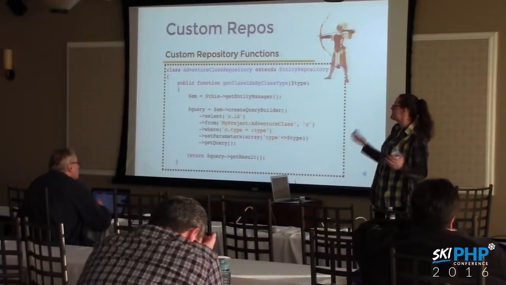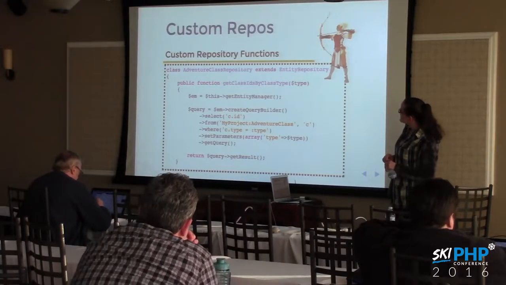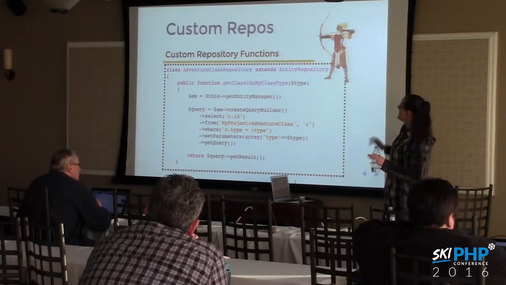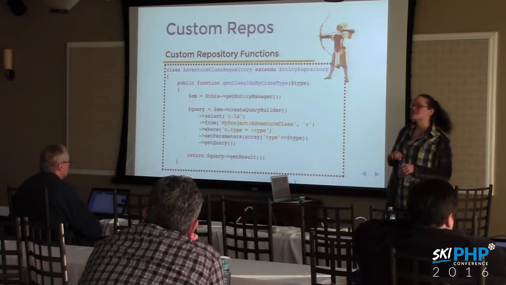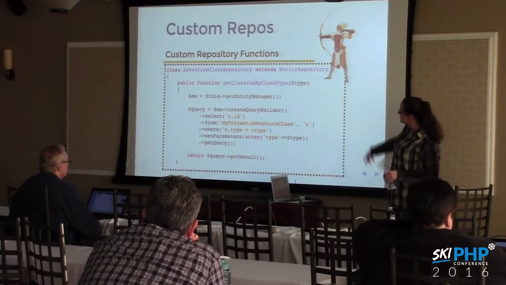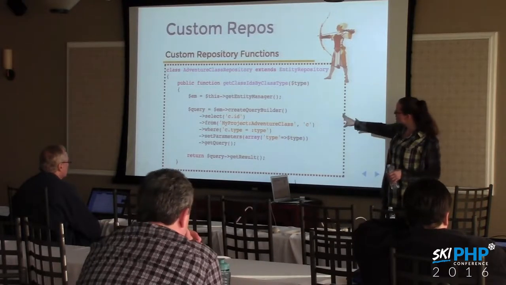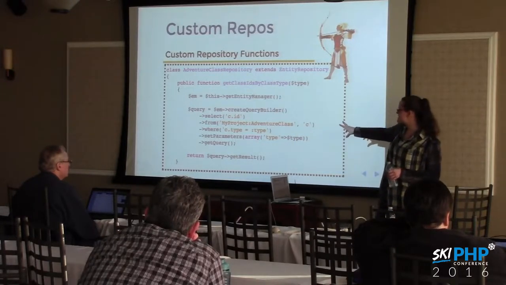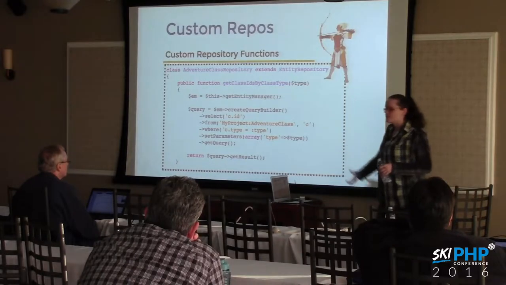Okay, so here's an example of something that you might want to have as a custom repository function for a specific entity. Say I would like to get, I'm going to make an AdventureClassRepository for my AdventureClass entity. And I'm going to make a custom repository method called getClassIDsByClassType, and I'm going to give it a type. And then it's going to get the entity manager, and it's going to build a query that selects IDs from the adventure class table that match the type that I just gave it, and then return the result.